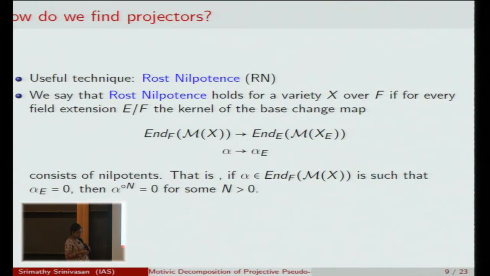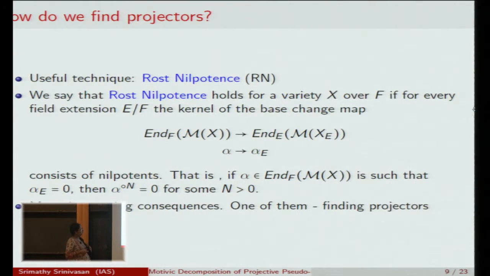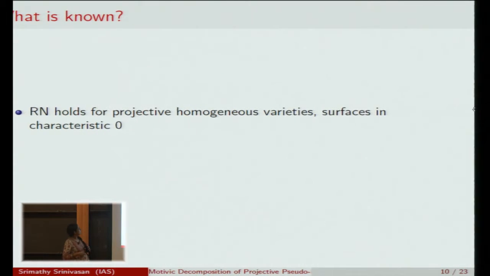Okay, this is important for many reasons, and one of the important consequences is that it helps you find projectors in many cases. Okay, so once we know that Rost nilpotence holds, then there's a good chance you may be able to find projectors in many cases. Okay, so now what is known about Rost nilpotence? We know that it holds for projective homogeneous varieties, which I just talked about before, and we also know that it holds for surfaces in characteristic 0, but we don't know if it holds in general.